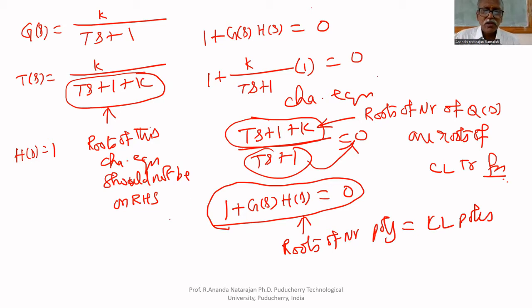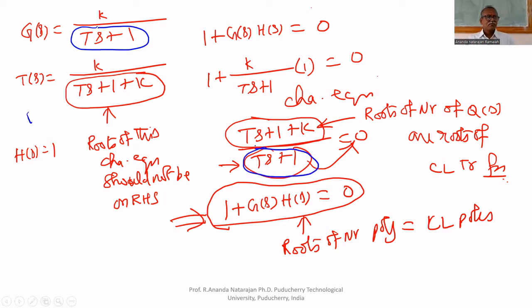So from this, what we can understand is, what is the denominator of 1 plus G of S, H of S? If you see, the denominator of this and the denominator of the open loop transfer function are the same. The denominator of the open loop transfer function and the denominator of Q of S are the same. But the numerator of Q of S is the denominator of the closed loop transfer function.